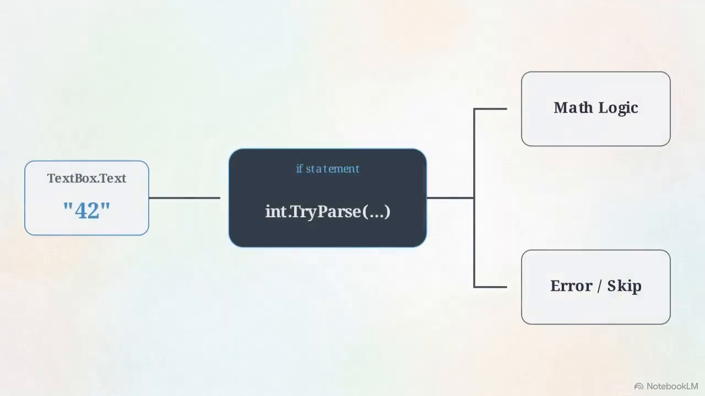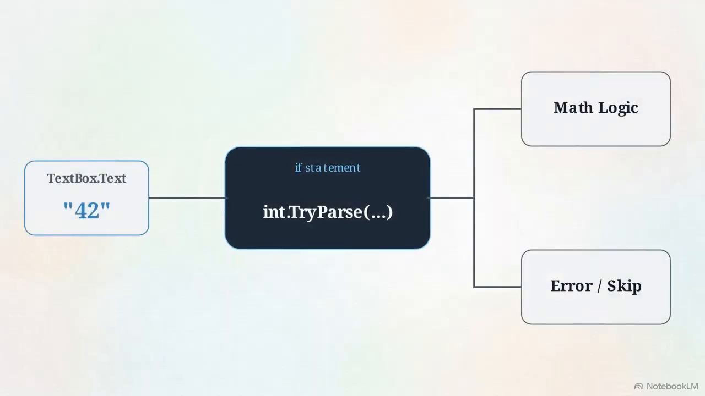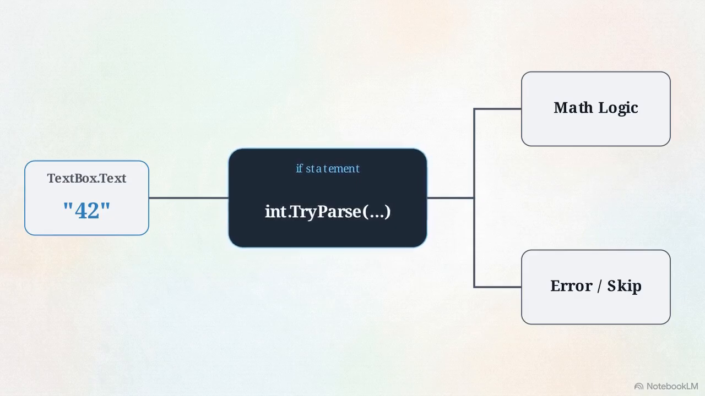Instead, we use the int.TryParse method inside an if statement. This protective gate tests the input. A valid number travels the green path to be processed. If it's invalid, it diverts to an orange error path, safely skipping the math.